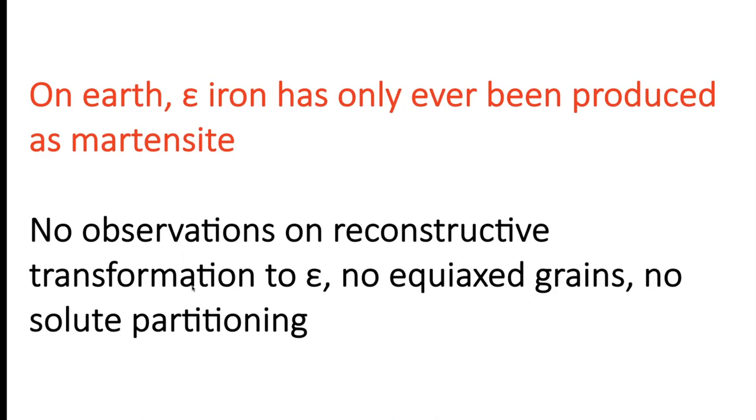So this is a challenge to everybody listening. On Earth, epsilon iron has only ever been produced as martensite, if you ignore the core of the Earth. There are no observations whatsoever of reconstructive transformation to epsilon, no equiaxed grain, and no solute partitioning between the phases. It's an open area for research.